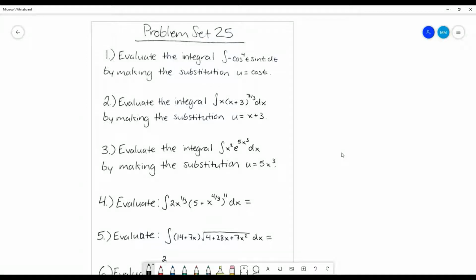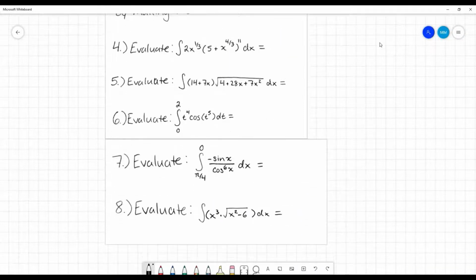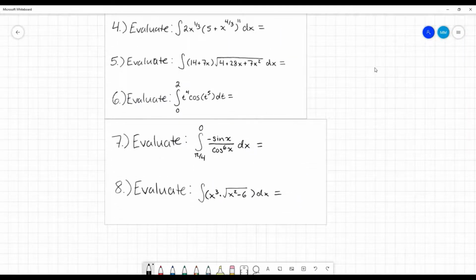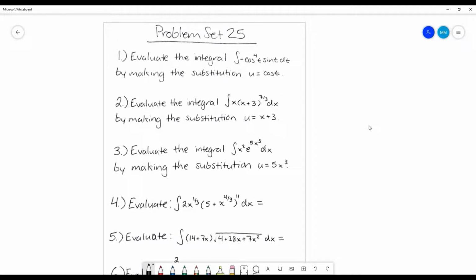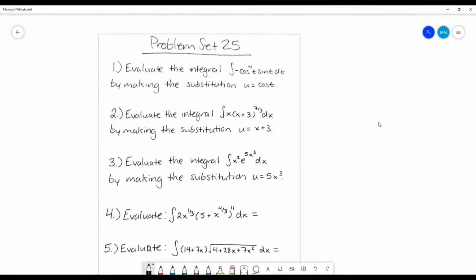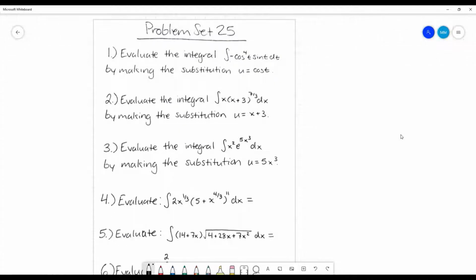Welcome back for problem set 25, and this one is pretty entirely on U-substitution, which can be pretty tricky at times. For a good chunk of these, though, they tell us what substitution to make, so it should not be too difficult, at least for these first few. Just jumping right into it, they want us to evaluate this integral, making this substitution.